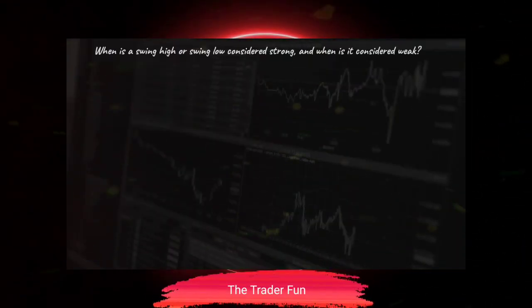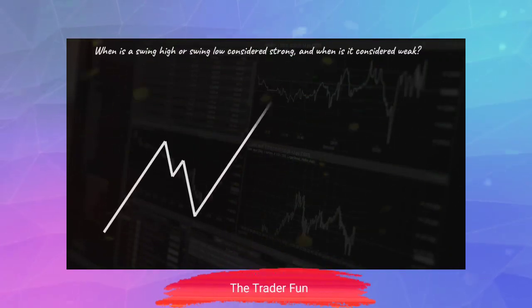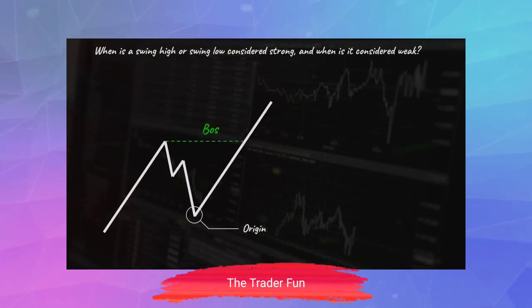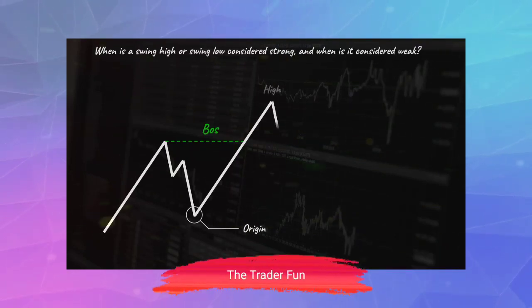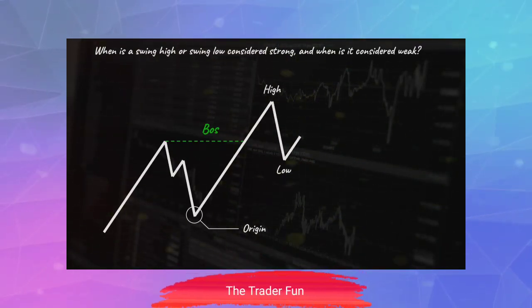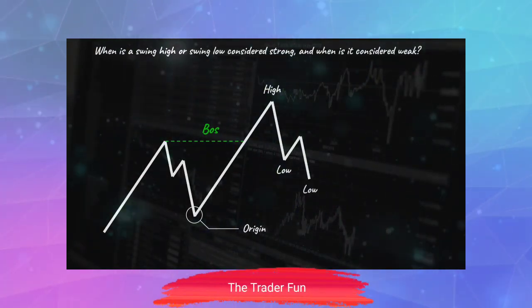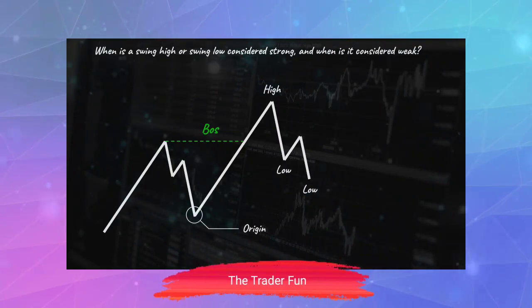When is a swing high or swing low considered strong, and when is it considered weak? In an uptrend, strong lows are areas where the break of structure movements originate. So here, this is the highest point that the price has recently reached. If this low can break the structure levels to the upside, it becomes a major swing low. Otherwise, if it fails to create a new higher high and the price pushes lower, we consider it a minor swing low.